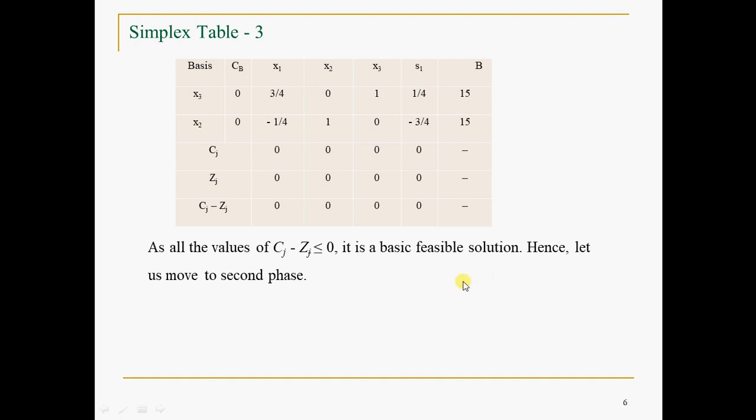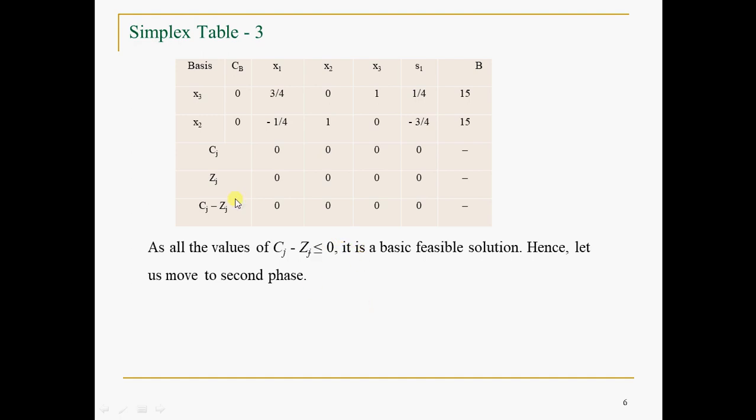Sometimes what may happen, it's very rare, is that you may get all Cj minus Zj less than or equal to 0, but still some artificial variable may exist here. It's very rare, as I am telling. Don't think that all the artificial variables should be eliminated. But if it takes the negative value of RHS, that is B is RHS, then even if the artificial variable exists, it's not a problem. We can move to the second pace. But in this case, it's not so. Both the artificial variables have been eliminated and Cj minus Zj is less than or equal to 0 also.